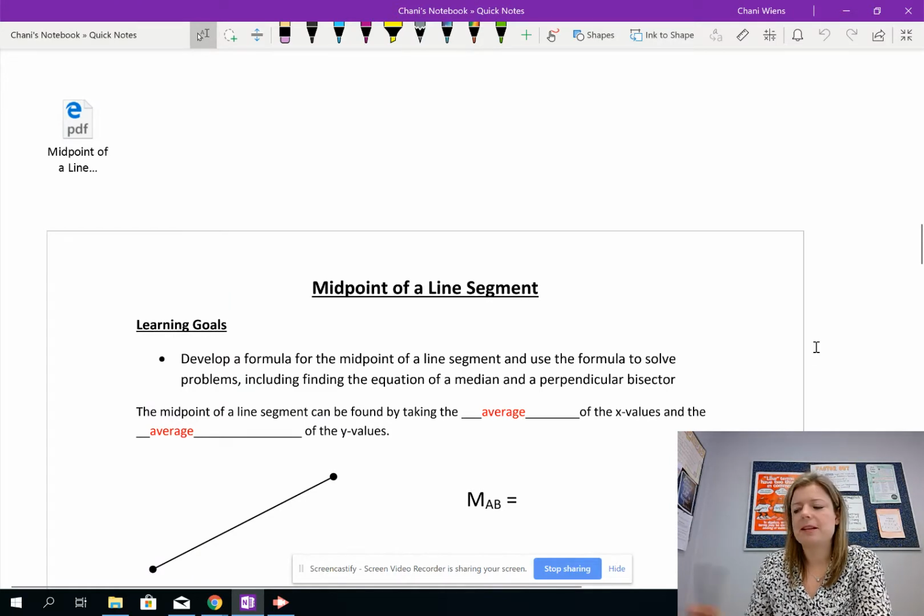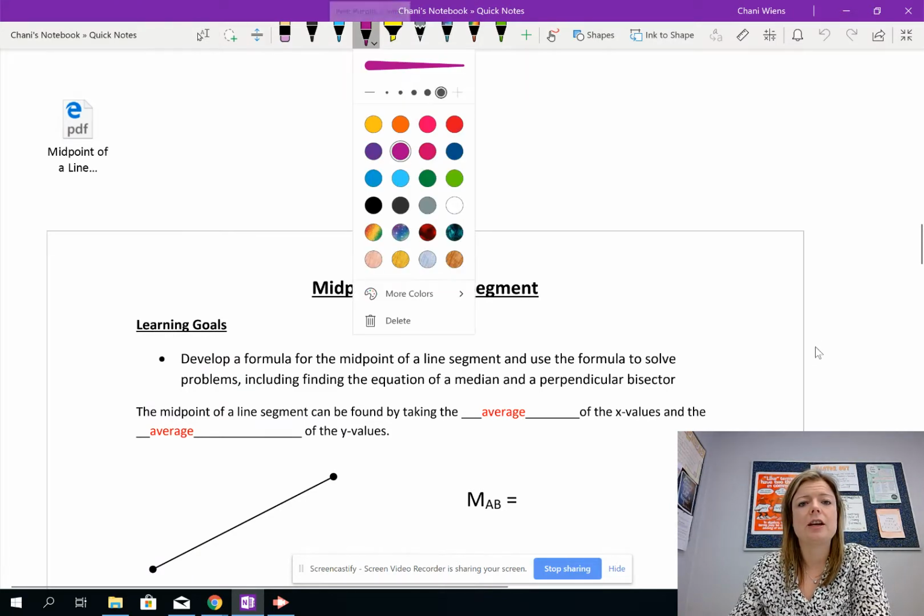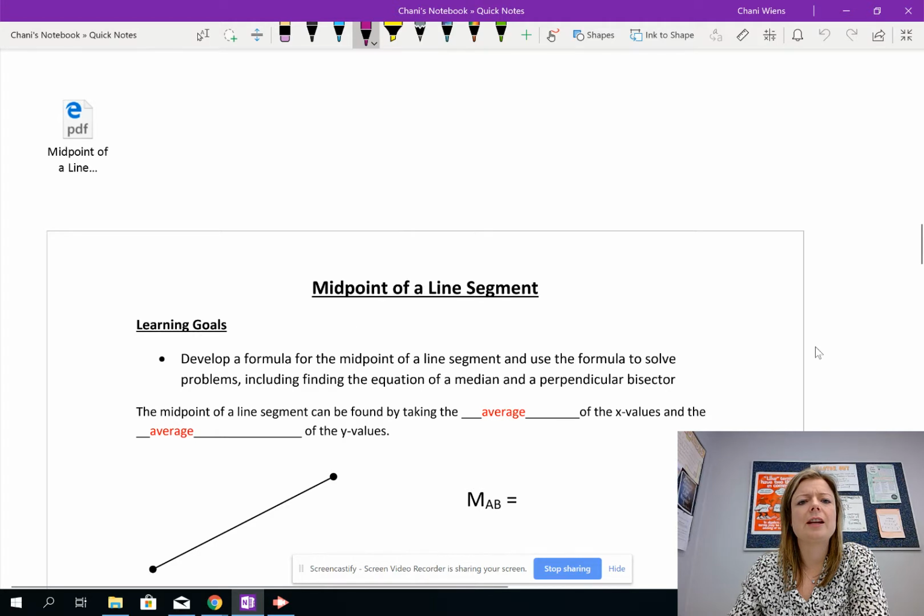Okay, so before we get started, let's remind ourselves about averages. So how do you determine the average? Well, let's say if you have two numbers, 3 and 5.